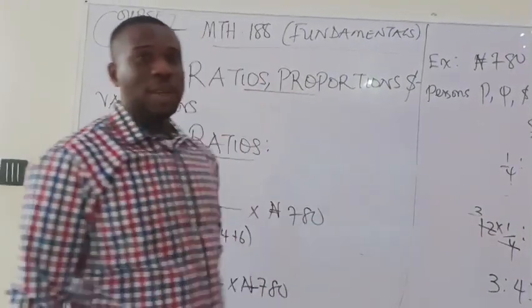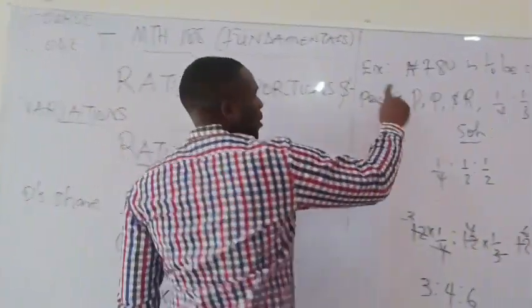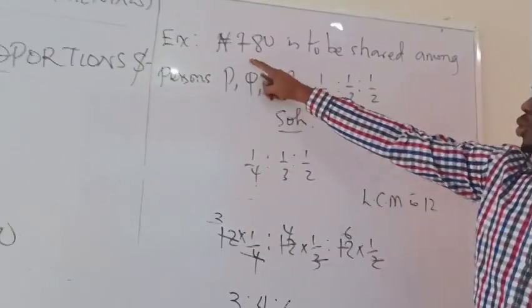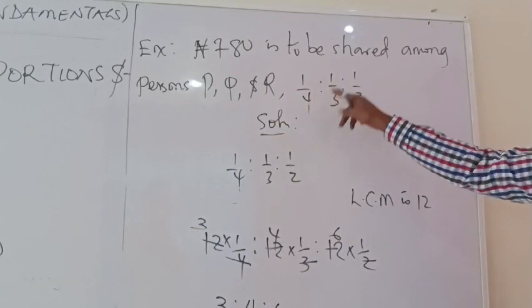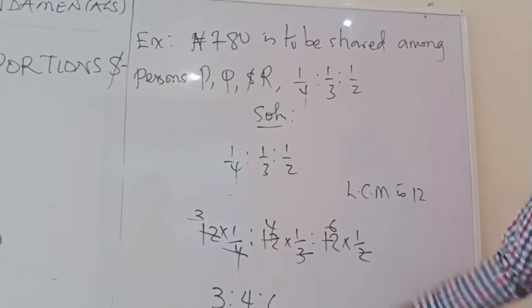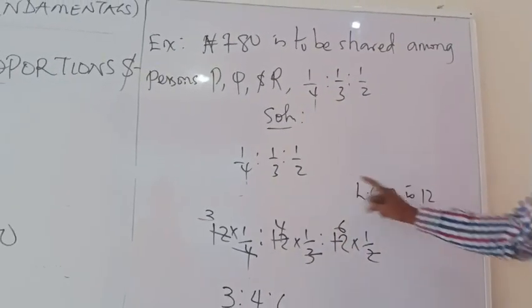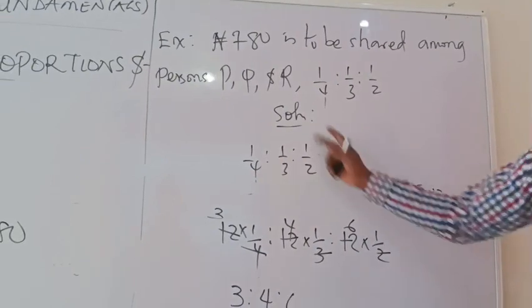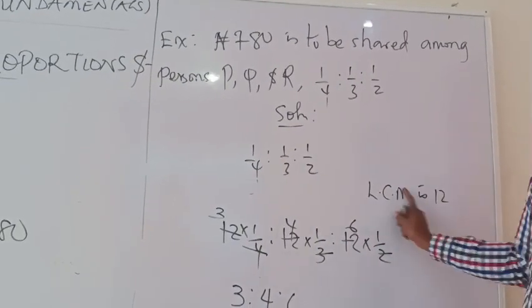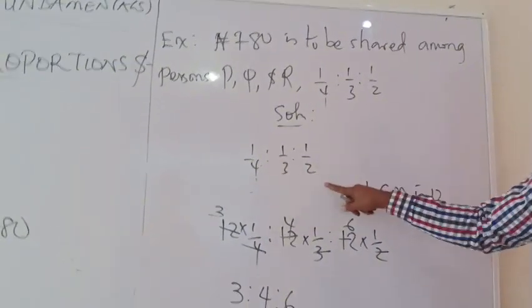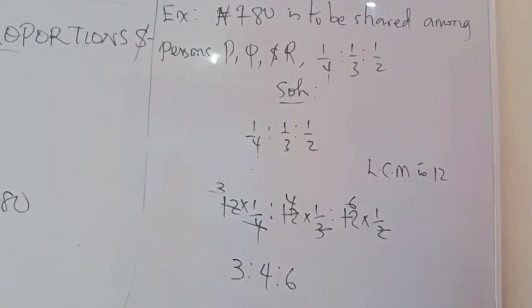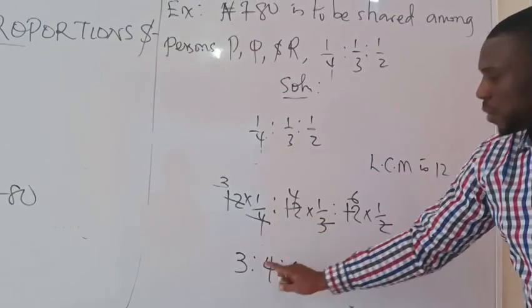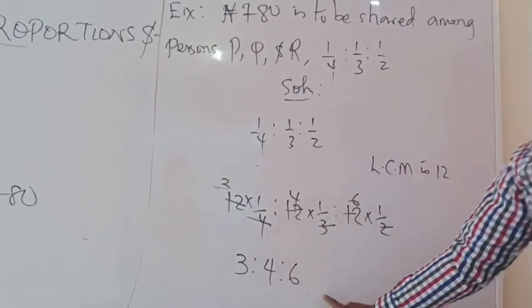Now we are in the middle of something. That was this question. We are to share 780 among three persons, P, Q, and R in the ratio 1/4 to 1/3 to 1/2. And of course, I had to multiply each of these just to clear the fraction, by the LCM of the denominators, or so to speak, the consequent. And this boils down to ratio 3:4 to 6.